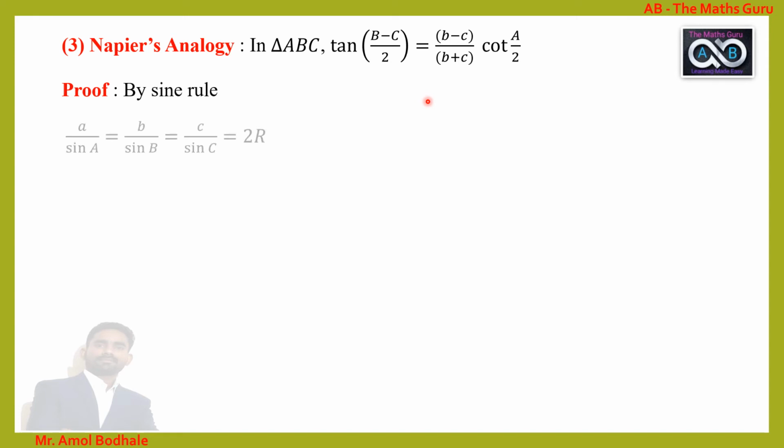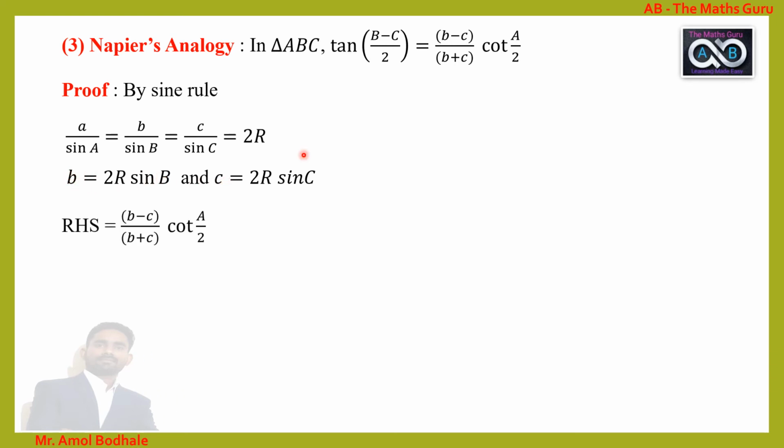So by sine rule we have a upon sine A, b upon sine B equal to c upon sine C is equal to 2R. Even instead of 2R we can write k. So if we compare b upon sine B equal to 2R, so we get the value b, that is 2R sine B. If we compare c upon sine C equal to 2R, so we get c is equal to 2R into sine C. As here the RHS contains small b and c, that is why using sine rule we are finding the value of small b and small c.